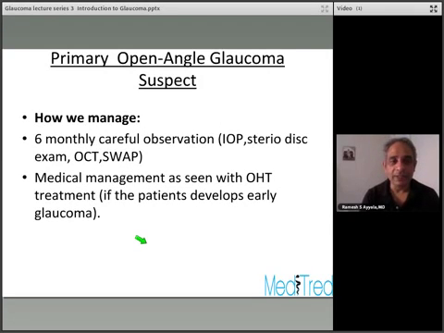So how do we manage these patients? Like I was mentioning, 6 monthly careful observations: IOP, stereo disc exam, OCT, and visual fields. Medical management is similar. If you do detect that the glaucoma suspect is developing glaucoma, either by elevated intraocular pressures or early disc changes by one of these various techniques, then the treatment would be similar to somebody with mild glaucoma or ocular hypertension.